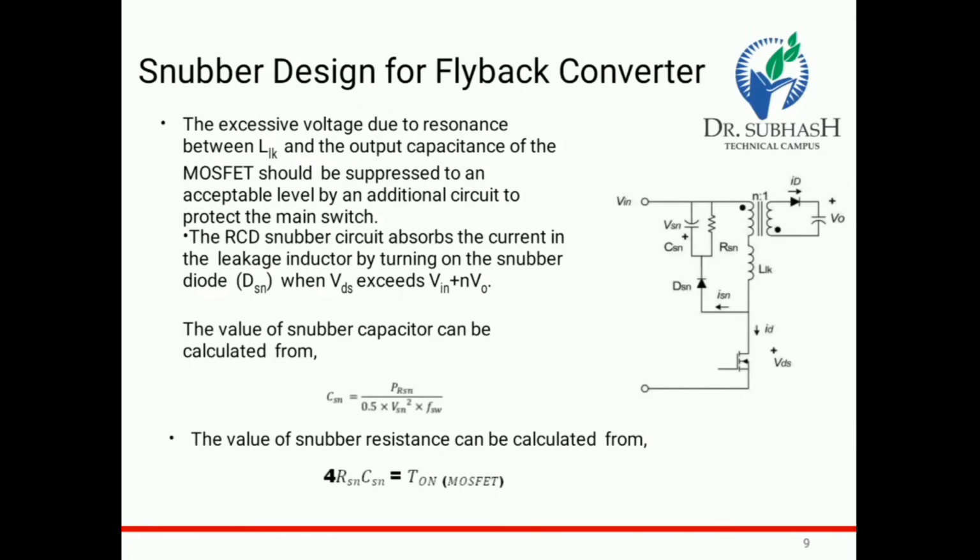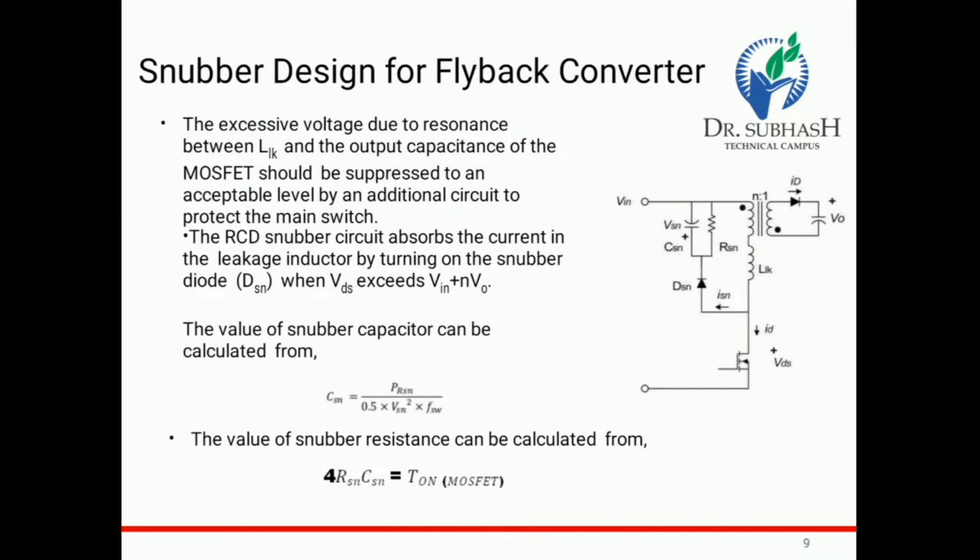So now dear students, we can start snubber designing for the flyback converter. Excessive voltage due to the resonance between the leakage inductance Lk and the output capacitance of the MOSFET should be suppressed to an acceptable level by an additional circuit to protect the main switch. The RCD snubber circuit absorbs the current in the leakage inductor by turning on the snubber diode DSN when VDS exceeds the input voltage plus N times the output voltage, represented as V0.